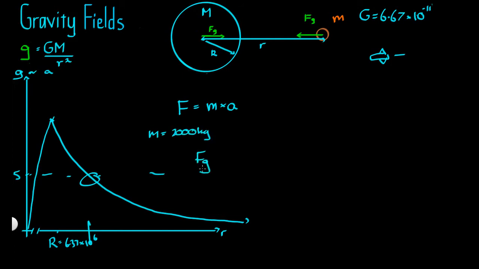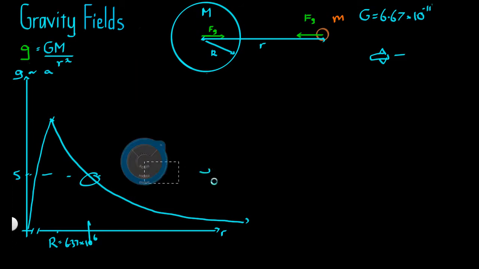The actual force of gravity would be not g equals GM on r squared, but the force of gravity equals GM on r squared multiplied by my mass. Or in this case, 5, which is GM on r squared, multiplied by my mass. So 5 times 2,000 is 10,000 newtons.